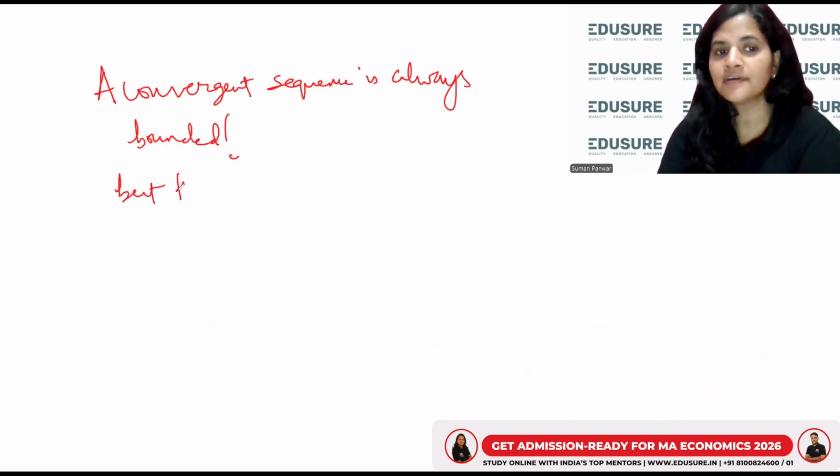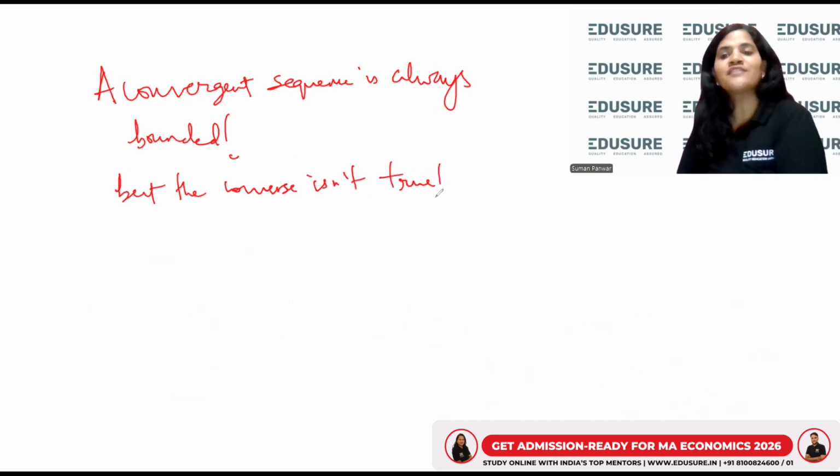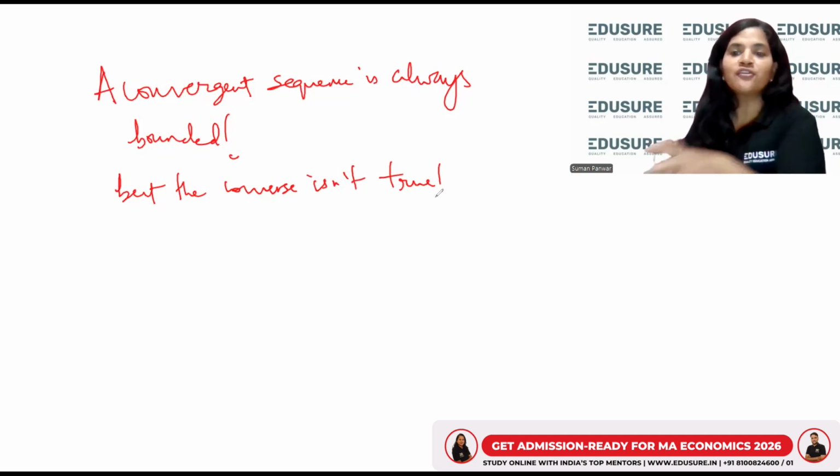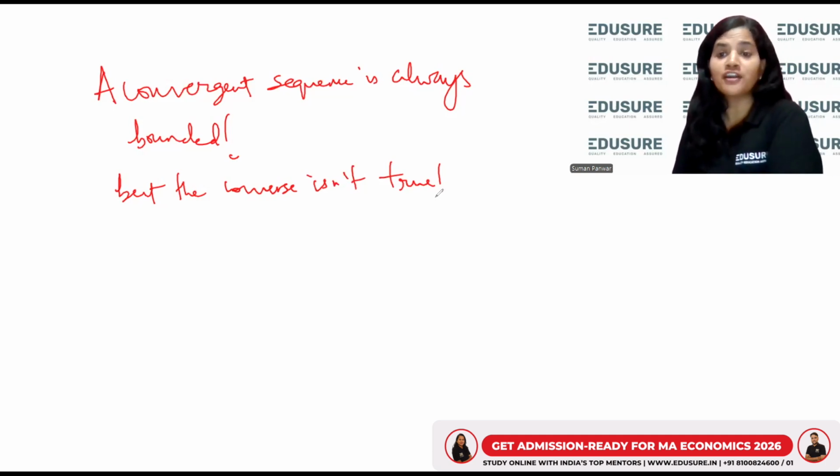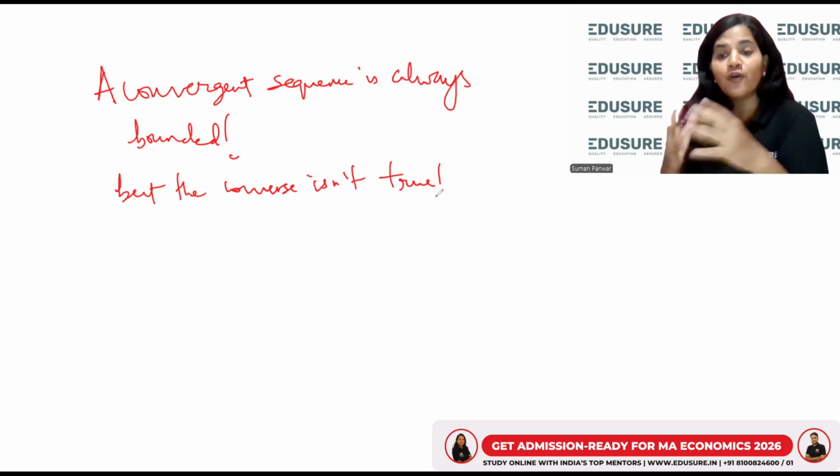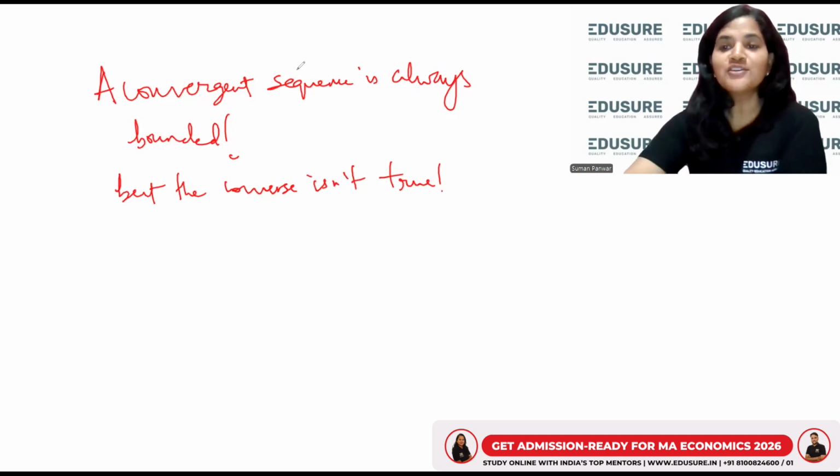But the converse isn't true. This is a very important result as far as real analysis is concerned. This result is very frequently used in MCQs by IITs and ISI. So if you know this result, you make your life easy. And also it was very wonderful to know how we can create an upper bound and a lower bound for a convergent sequence. Thank you very much. See you in the next class.